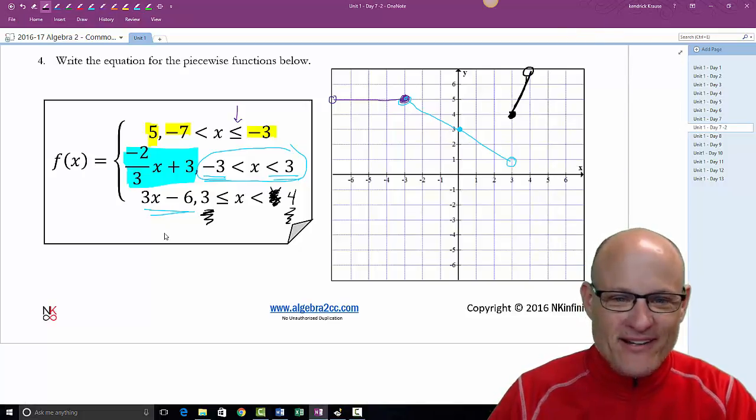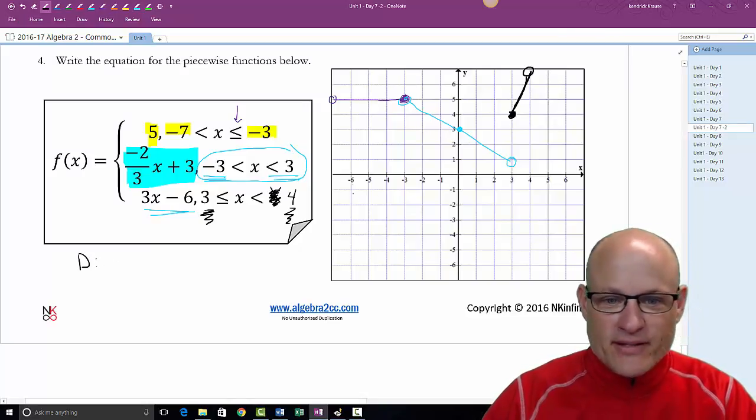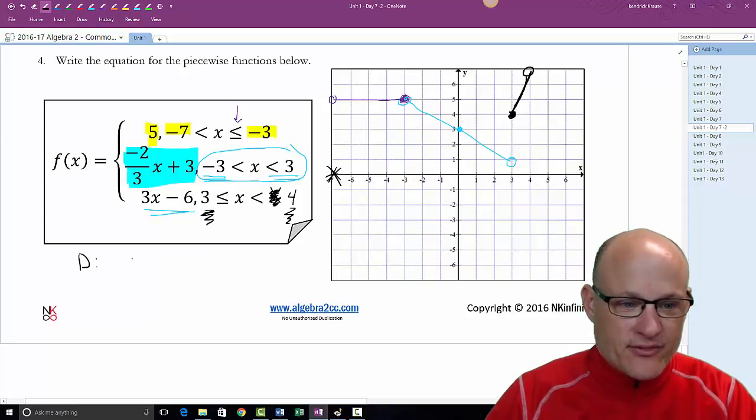Ready for the domain and range? All right, here we go. Domain. Domain's not bad. Domain, the leftmost value is down here at negative 7. And it's got an open circle, so I got to use a parenthesis. Negative 7.